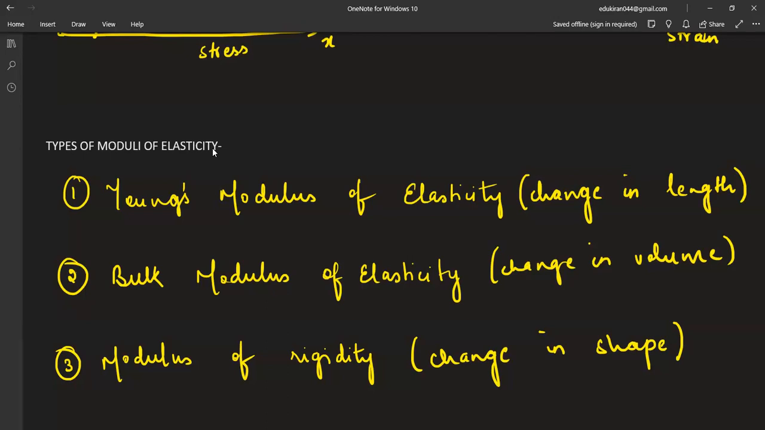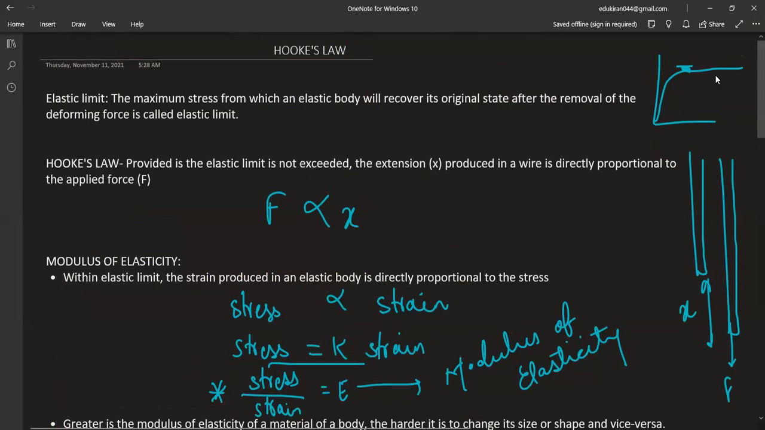So depending upon the changes, if stresses are of different types, if strains are of different types, then moduli will also be of different types. So if there's a change in length, then you get Young's modulus of elasticity. If volume changes, you have bulk modulus of elasticity, and if there's a change in shape, you get modulus of rigidity. So individually, we'll be seeing these three. First, write down these basics.